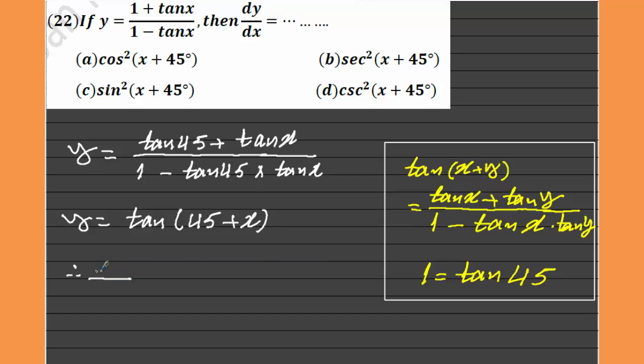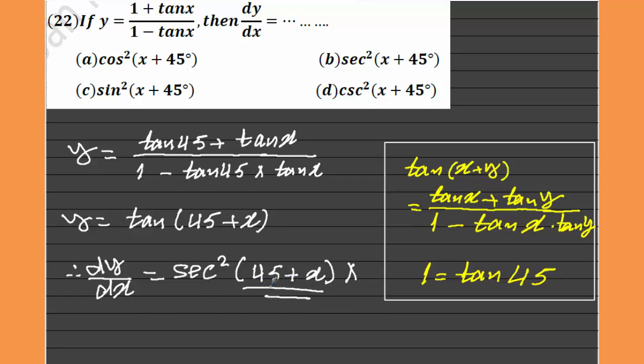So dy dx equals the derivative of tan, which is sec square, of the same angle 45 plus x, multiply the derivative of the angle. The derivative of 45 is 0 plus the derivative of x is 1. So the final result will be sec square 45 plus x, multiply 0 plus 1 equals 1. So the final result is sec square 45 plus x.